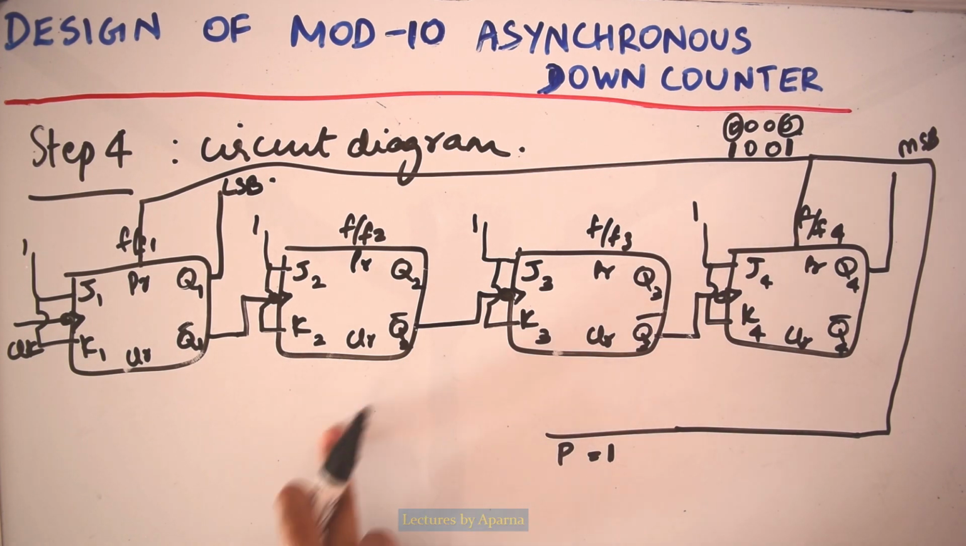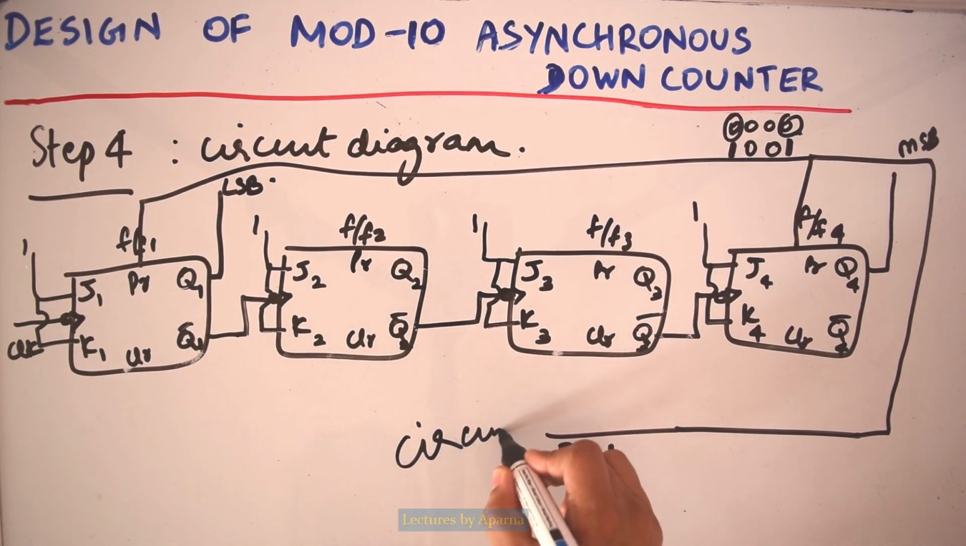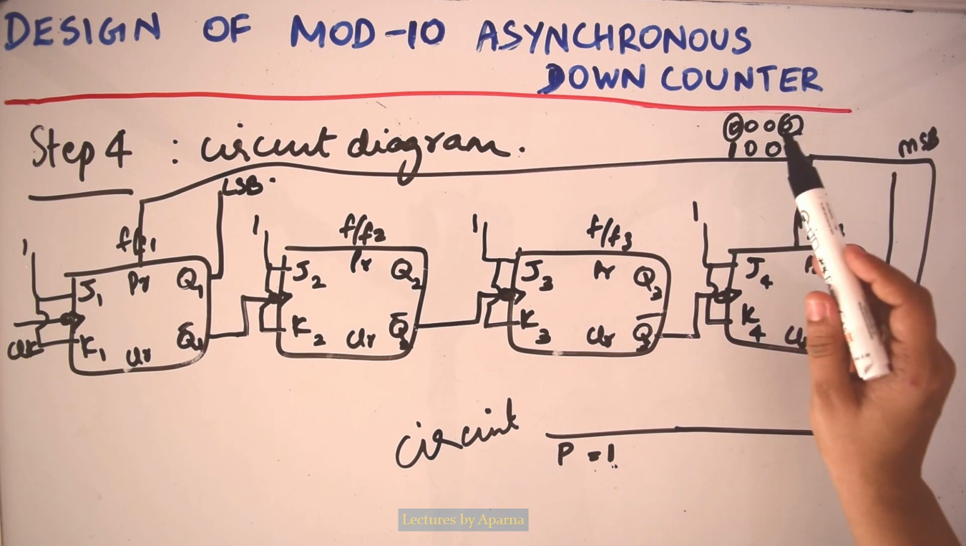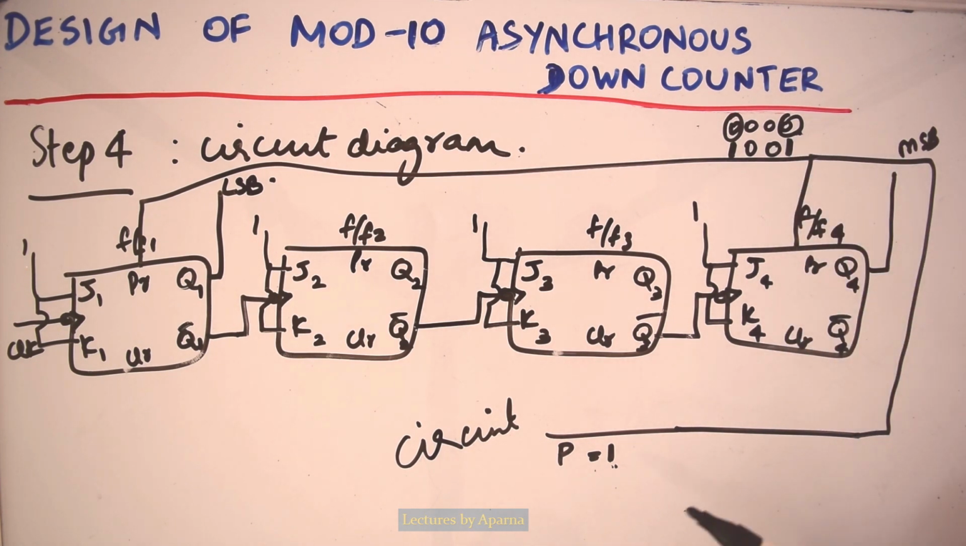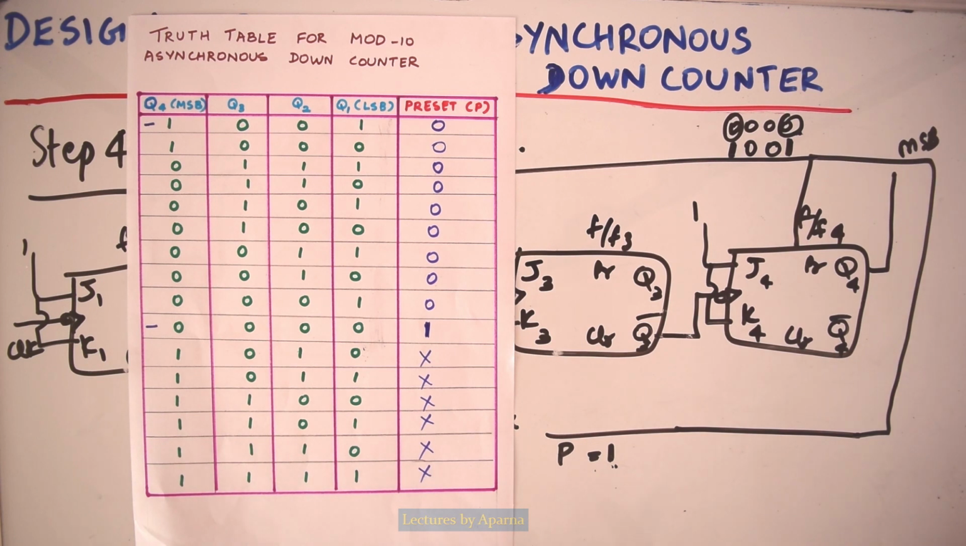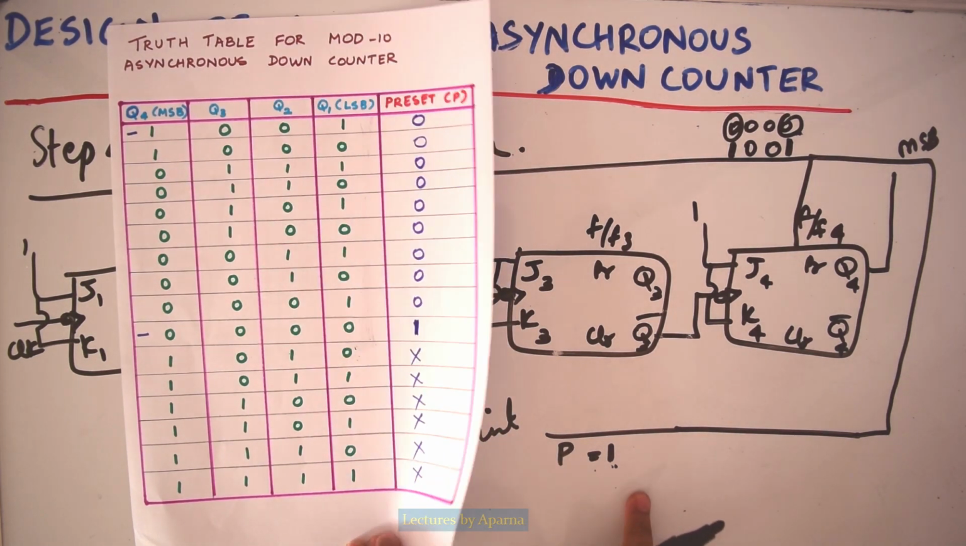Now there will be a circuit here. There will be some circuit here which will make preset equal to 1 when it reaches the count 0, 0, 0, 0. That circuit is drawn by looking at the truth table. By looking at this truth table you have to find the circuit that is coming here, which is making preset equal to 1.